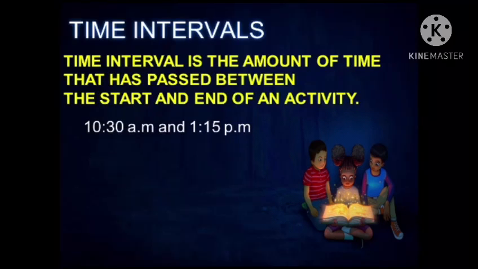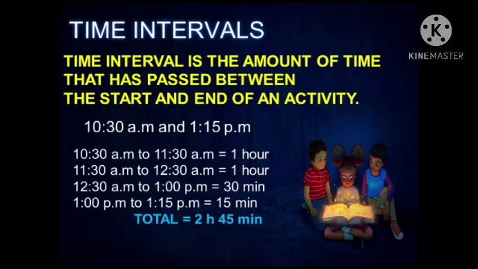So 10:30 a.m. and 1:15 p.m. Just assume that we are going to play at 10:30 a.m. and coming back at 1:15 p.m. So we have to find how many hours you have played. From 10:30 a.m. to 11:30 a.m. is 1 hour, 11:30 to 12:30 is 1 hour, 12:30 to 1 is 30 minutes, and 1 to 1:15 is 15 minutes. So together 1 hour, 2 hours, 2:30, 2:45. So 2 hours 45 minutes totally.